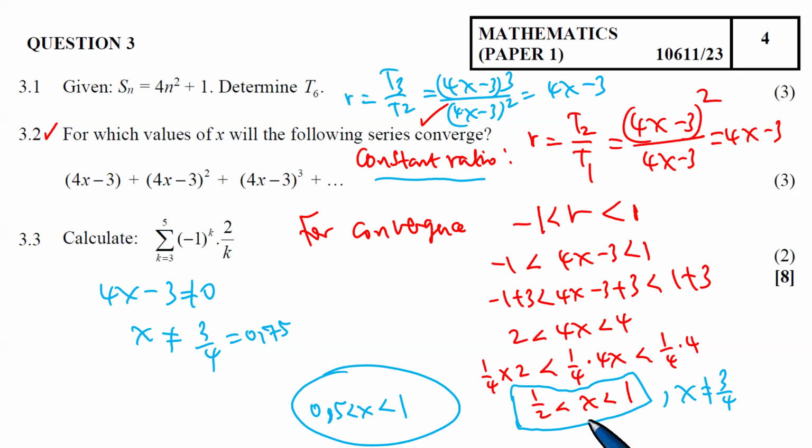Then if 4x minus 3 is between these two, you're able to get that x is between 1/2 and 1. Please ask if you have a question. Any question about the values of x for which a series is going to converge? They're going to ask you this question, please, in the exam. It's already there.